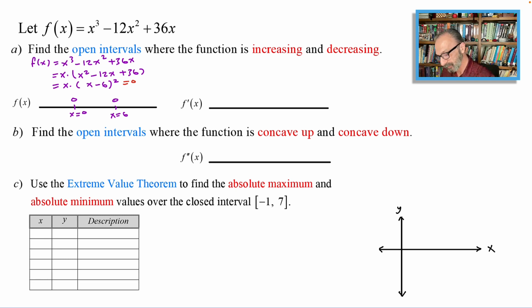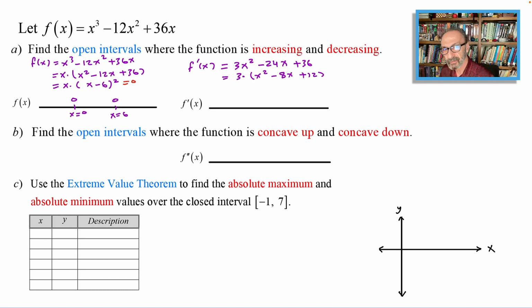For f prime, finding the first derivative of a polynomial, we'll take it term by term. So for x cubed, to find the derivative, we bring 3 up front, and the exponent becomes 3 minus 1, which is 2. So we have 3x squared. Minus 2 comes down next to 12, which makes it 24x, and the last term gives me 36. Let's factor 3 out. So we have 3 multiplied by x squared minus 8x plus 12.